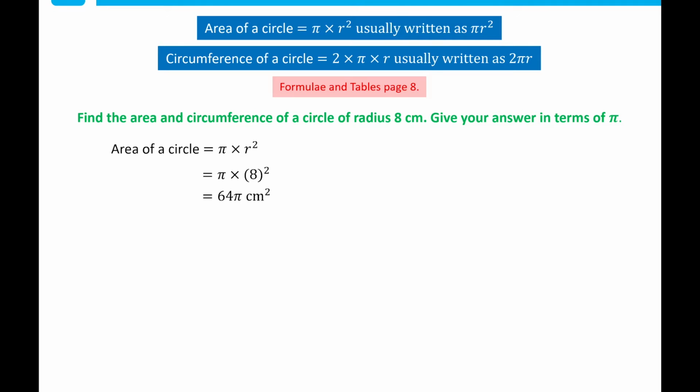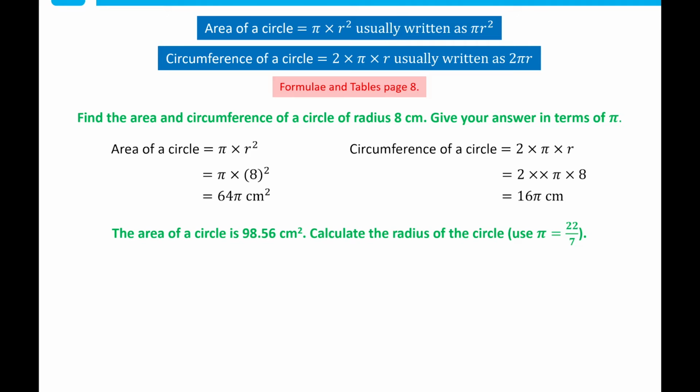We know our unit is centimeters squared as we measured our radius in centimeters, and the area is always squared. The circumference of a circle is given by 2 times pi times r. This is equal to 2 times pi times 8, which gives us 16 pi centimeters.